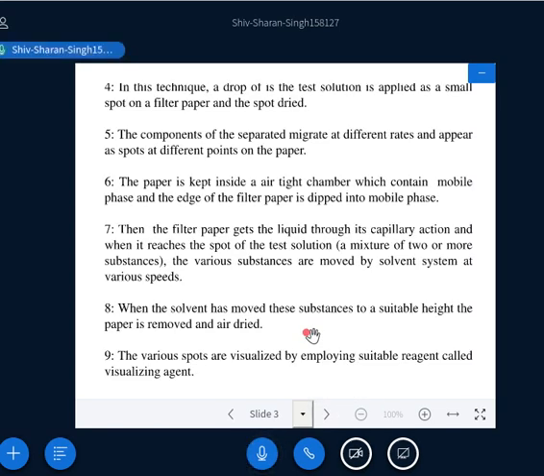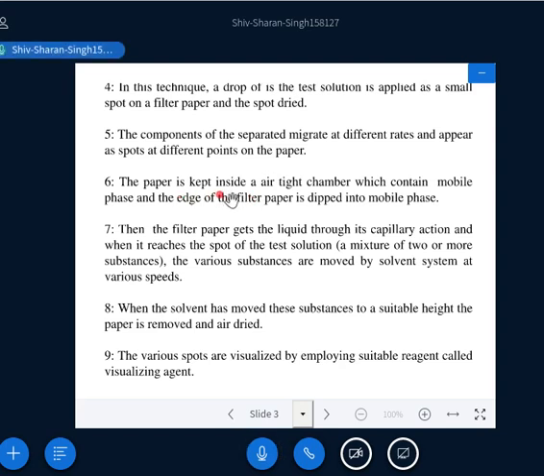In this technique, a drop of the solution mixture to be separated is applied as a small spot on the filter paper with the help of a capillary tube or micropipette. The components of the mixture are separated, migrate at different rates, and appear as spots at different points on the cellulose paper.